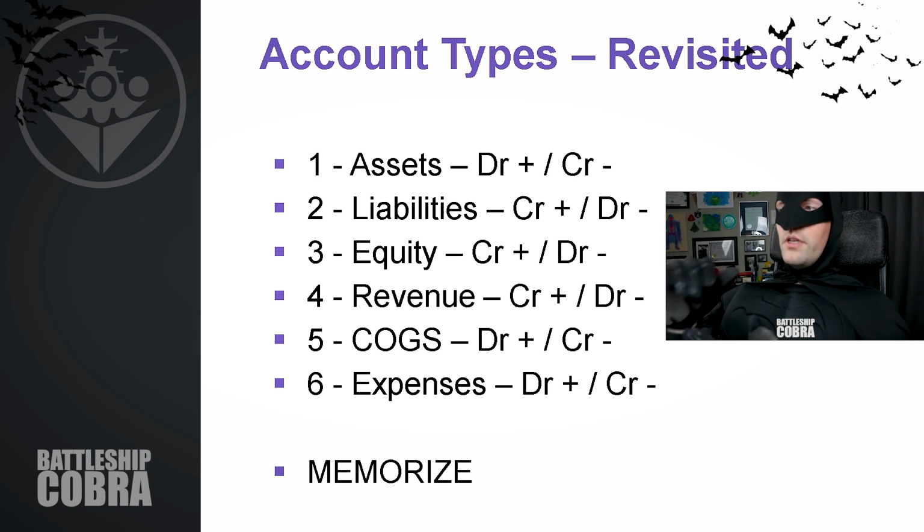5, cost of goods sold. A debit increases it, and a credit decreases it. And 6, an expense, same thing. A debit increases it, and a credit decreases it. So it offsets all of the revenue.